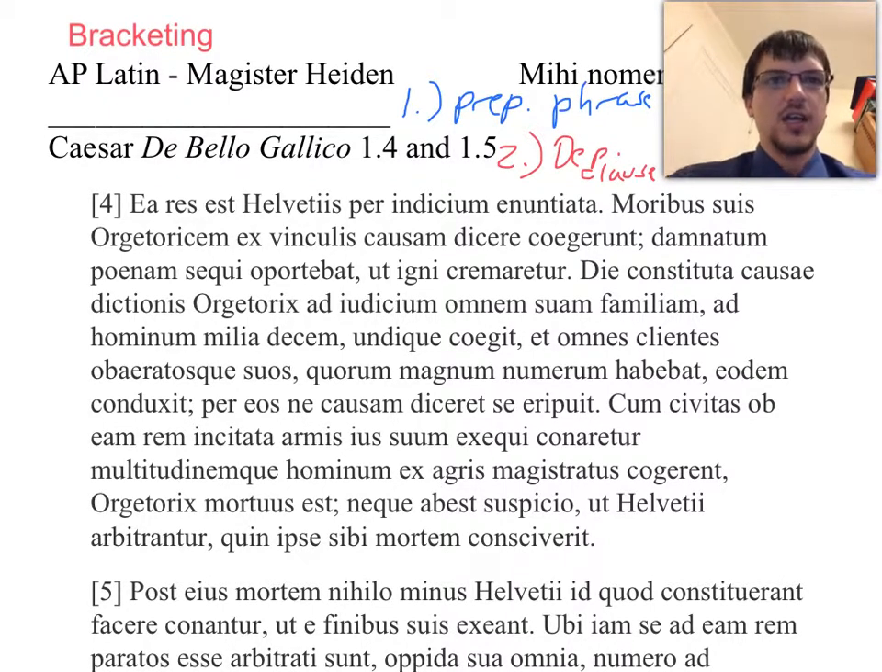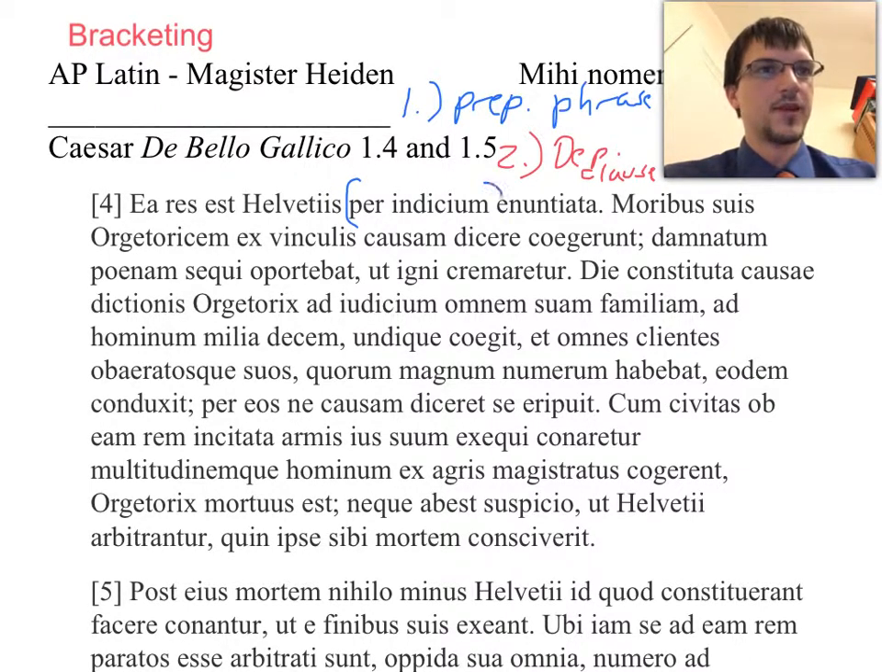Alright, so Eares est Helvetiis per indicium enunciata. Now here we start off already, we see per. Per is a preposition, and it takes an accusative. So per indicium, we have our accusative right afterwards. Good.